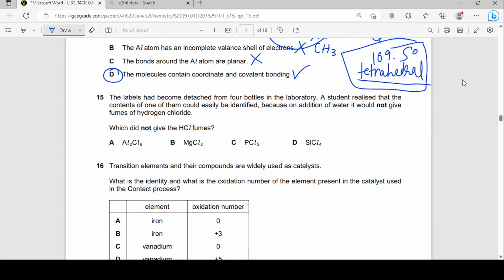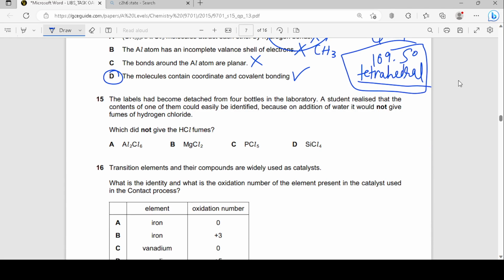Now, next question. The labels had become detached from 4 bottles in the laboratory. A student realized that the contents of one of them could easily be identified because on addition of water it would not give fumes of hydrogen chloride. So which did not give the HCl fumes? Okay, so let us look at the options.